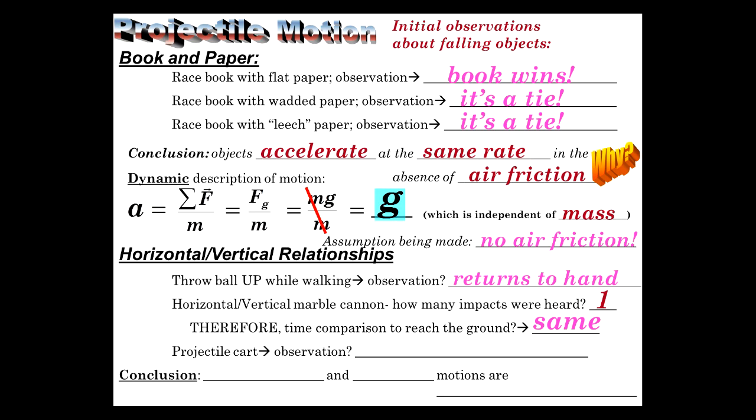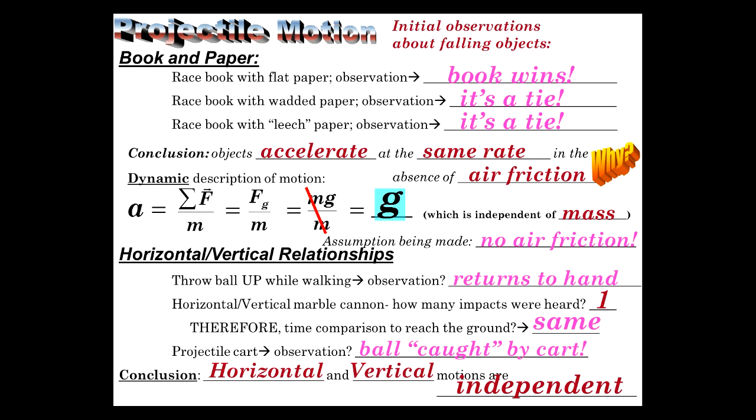Well, then there's a projectile cart. So as a cart's moving along and it launches something up into the air, the question is, will it catch it again? And it will catch it again, which bolsters the previous conclusion, that partial conclusion we were coming to here. The ball's caught by the cart. Conclusion being that the horizontal and vertical motions are independent of each other. So that's the key point. We can analyze the horizontal motion, not worrying about the vertical. We can analyze the vertical motion, not worrying about the horizontal.